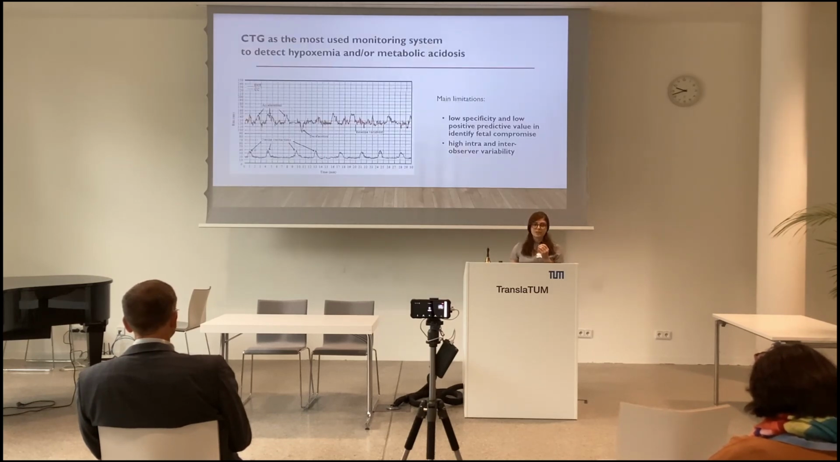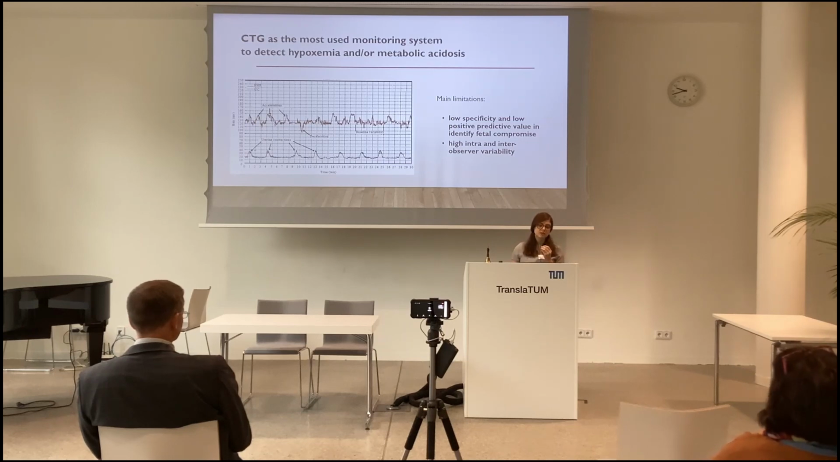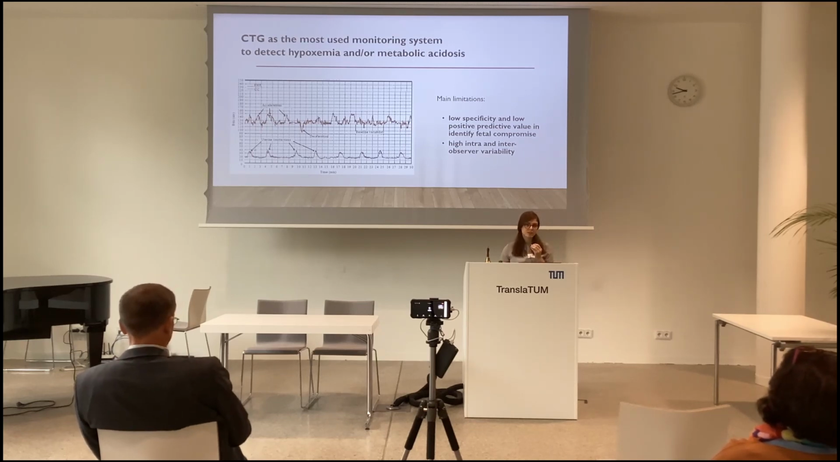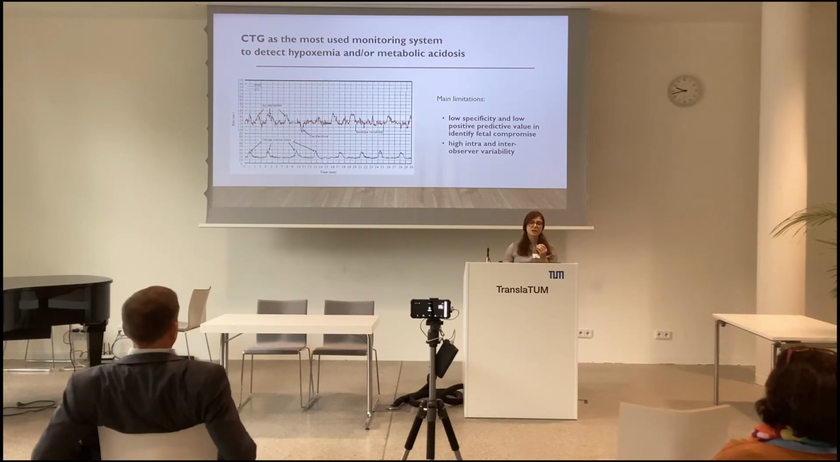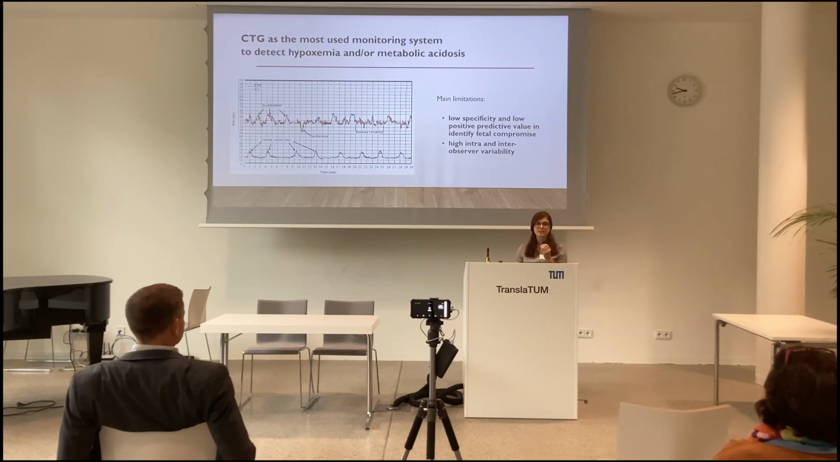So, over the last 15 years, CTG was the most used monitoring system to detect fetal hypoxemia or endometabolic acidosis, but it has, as you know, many limitations. First of all, low specificity and low positive predictive value in identifying fetal compromise. And moreover, and of important clinical significance, it has a high intra- and inter-observer interpretative variability, thus affecting the rate of unnecessary intervention and other labor complications.